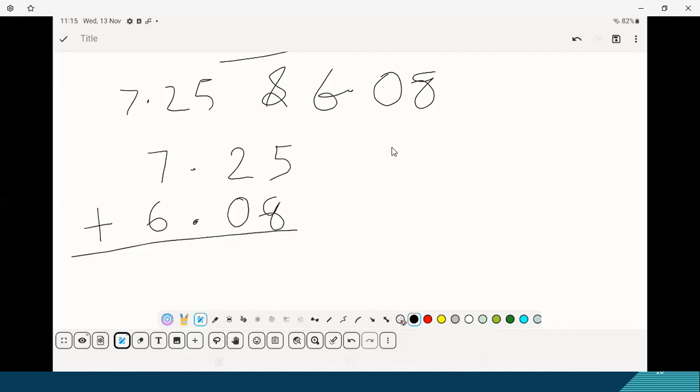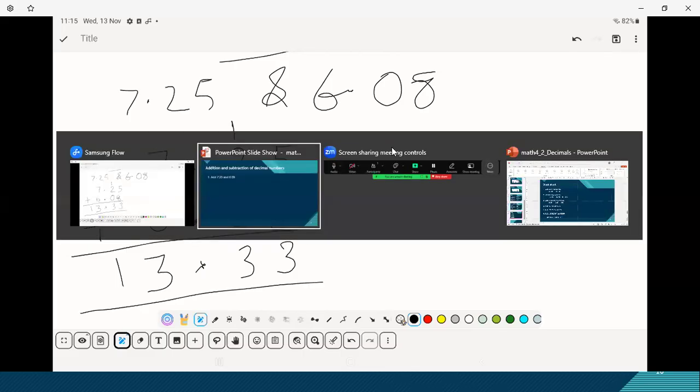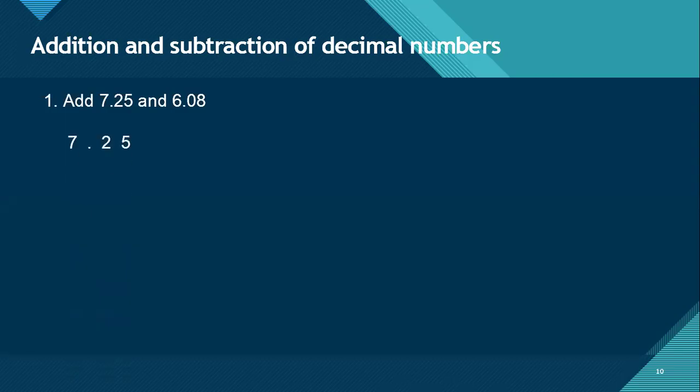So 5 plus 8 is 13. 3 is there, 1 carry, then the point as it is, and then 7 plus 6 is 13. So the answer will be 13.35. So we have to simply write the numbers and then write the answer.